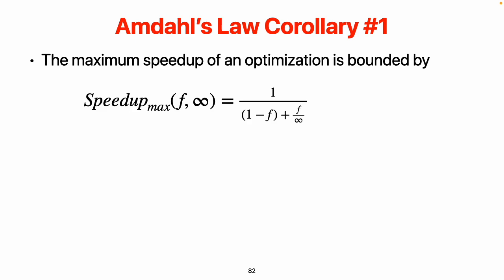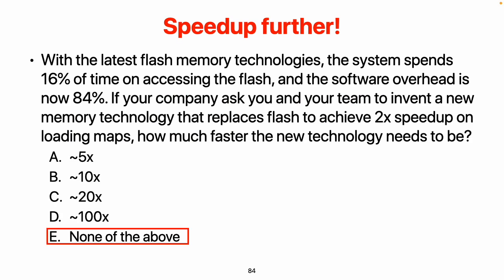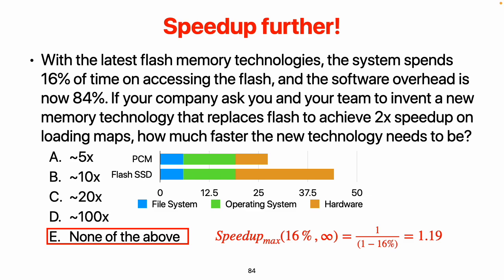Because if you think about the best we can do, it is to achieve infinity in terms of speed up. And if you put infinity in Amdahl's law, you would get 1 over 1 minus f. And that's the upper bound of Amdahl's law speed up. So if you put that back into the original calculation, you will know it's not possible, because the maximum you can achieve by optimizing the SSD part is only 1.2 times.